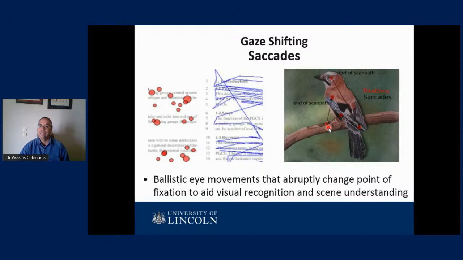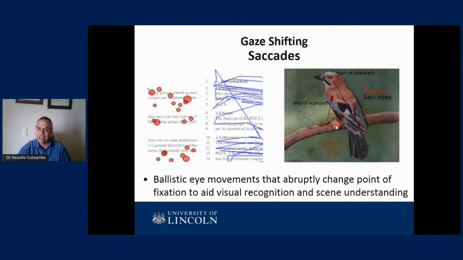So the red circles are the fixation points, the fixations, and the lines are the saccades that drive the eye from one fixation point to the next. The order in which the fixations and the saccades take place is extremely important in understanding that what we see here is a bird and not a dog.